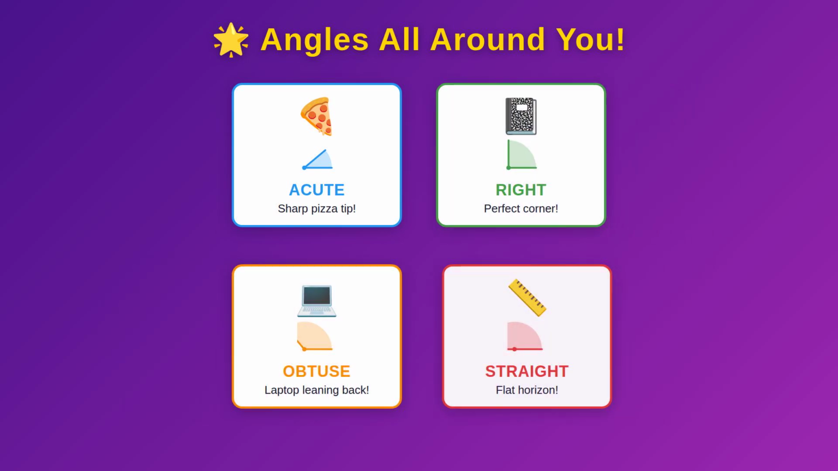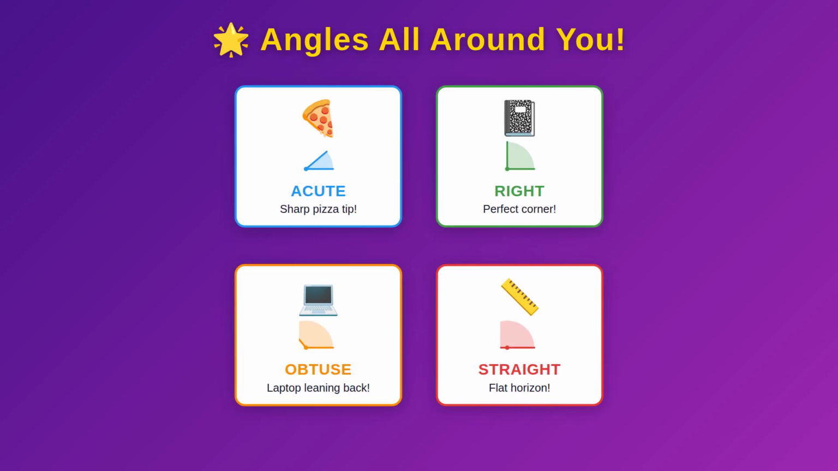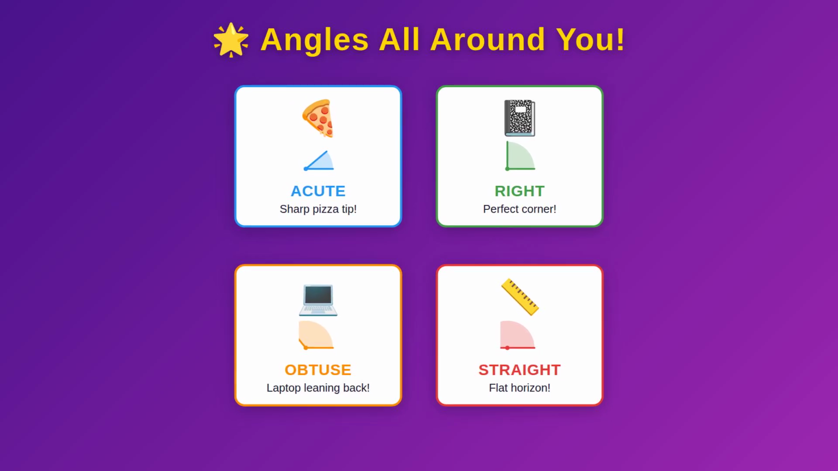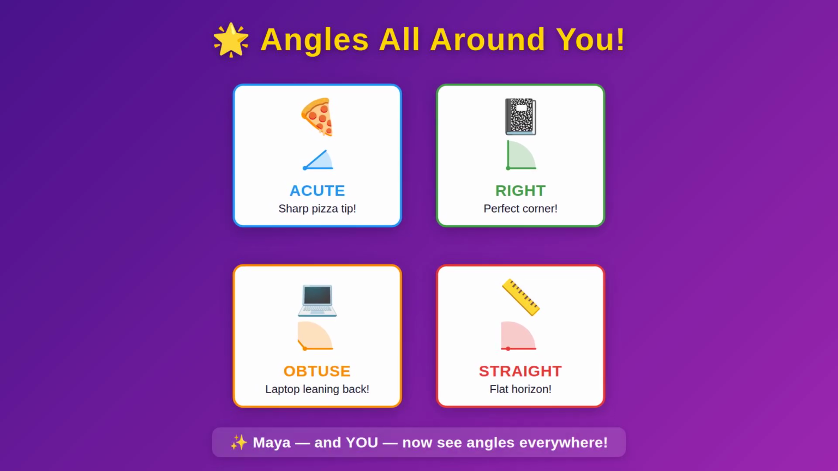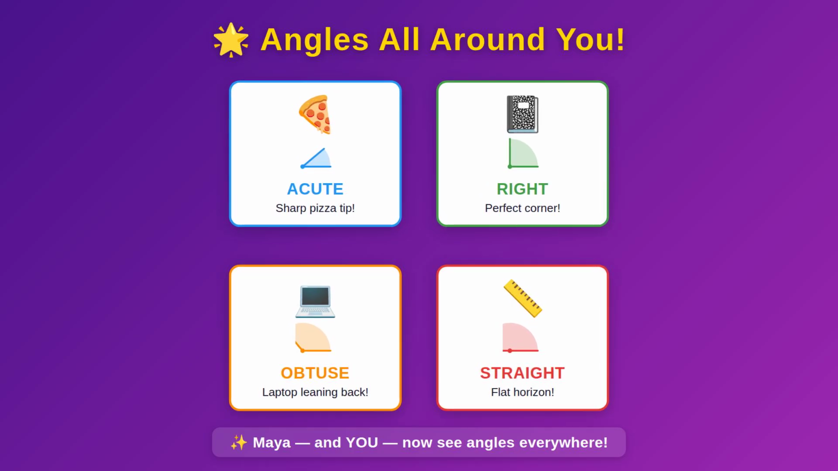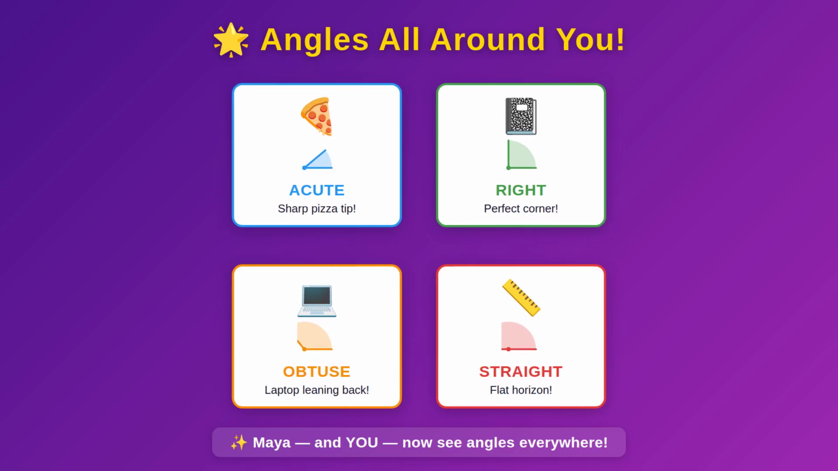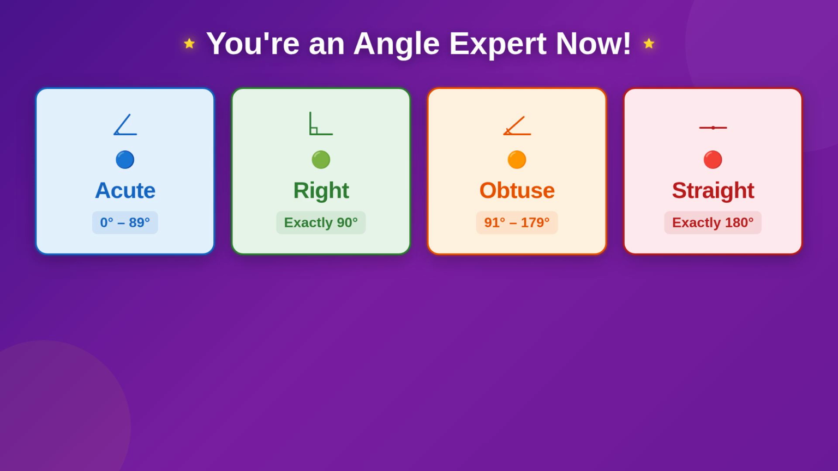Use it. One of the coolest things about angles is they're everywhere. Acute angles show up at the tip of a pizza slice or the point of a star, sharp and narrow. Right angles are in every corner of your notebook, your door frame, even your phone screen. Obtuse angles appear when you open a laptop partway, wide and leaning back. And straight angles? That's your ruler, the edge of a table, or the flat horizon at the beach. Maya now sees angles in everything she draws and everywhere she looks. You will too.